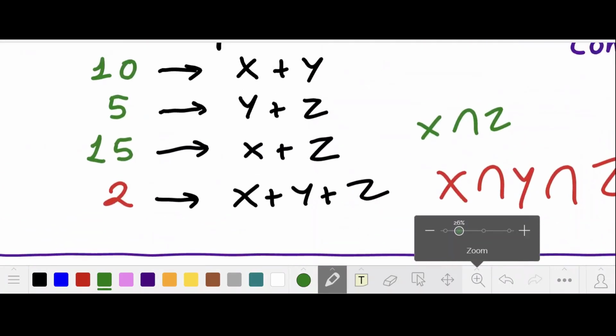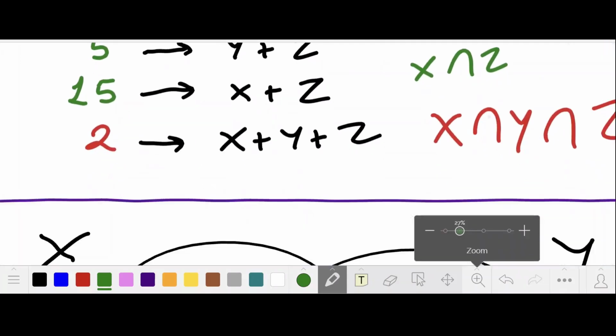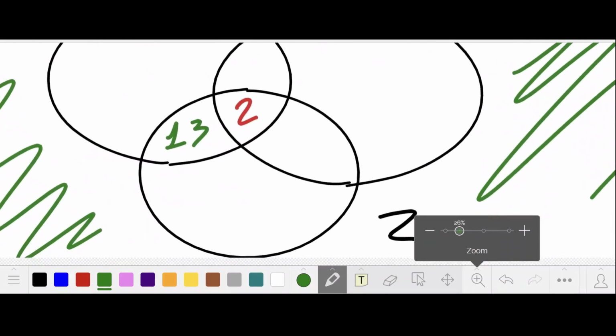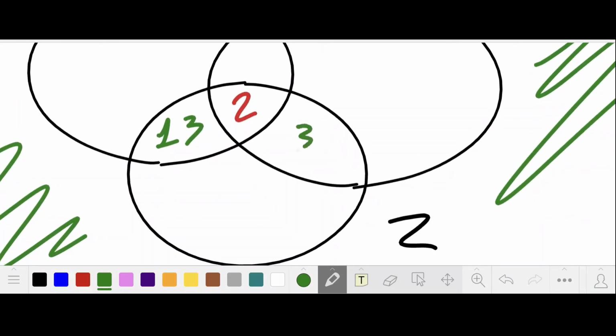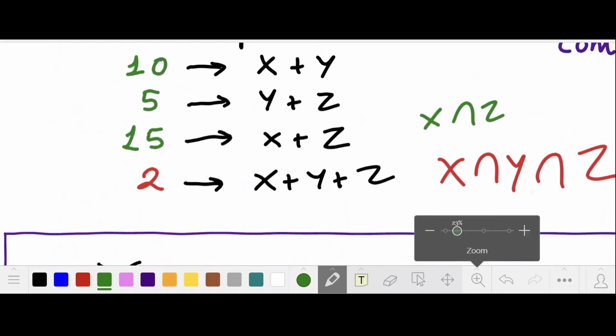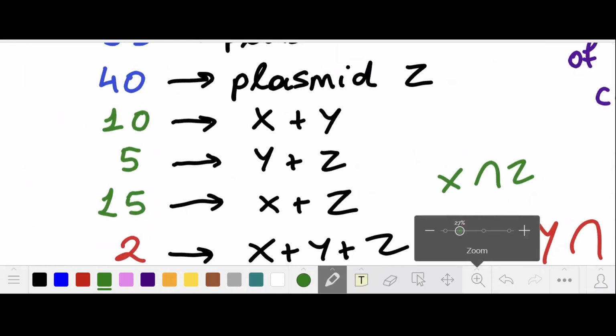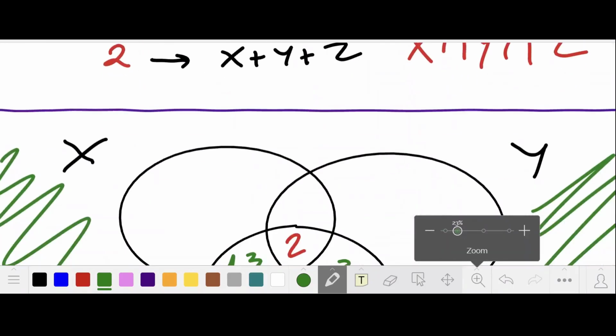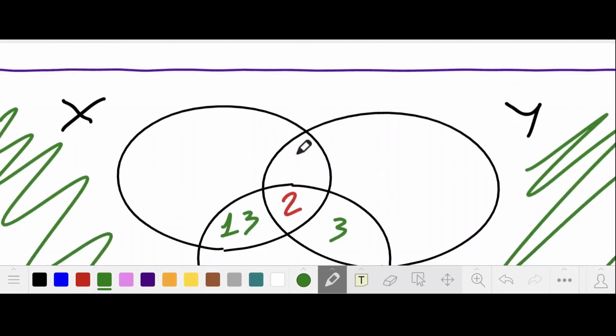We follow the same process for the intersection of Y and Z. We have to add the number 3, so that 2 plus 3 is equal to 5. And for the intersection of X and Y, we have to add the number 8. Okay?